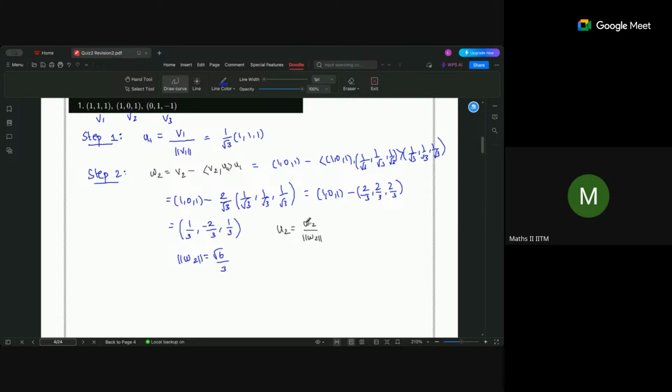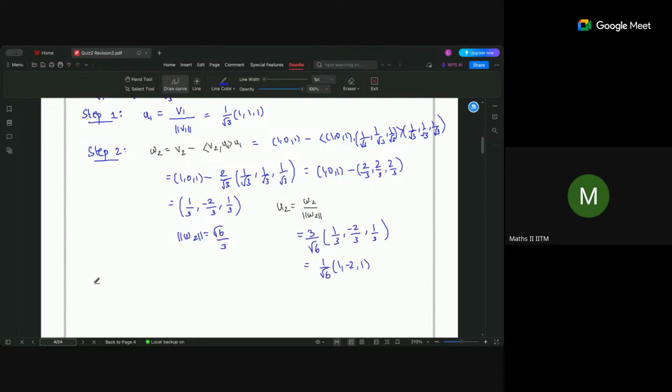Now if you want to calculate u2, you have to consider your w2. This is your w2, and you have root 6 by 3 in the denominator. If root 6 by 3 is in the denominator, it becomes 3 by root 6. Then you have (1 by 3, minus 2 by 3, 1 by 3). So you have 1 by root 6 times (1, minus 2, 1). We have obtained the second vector.